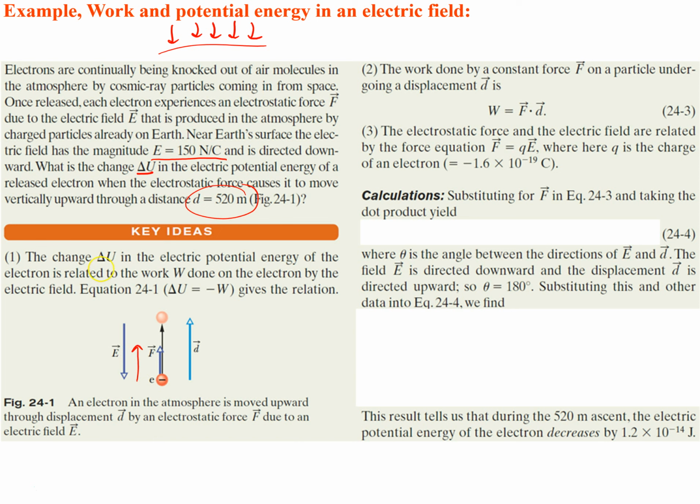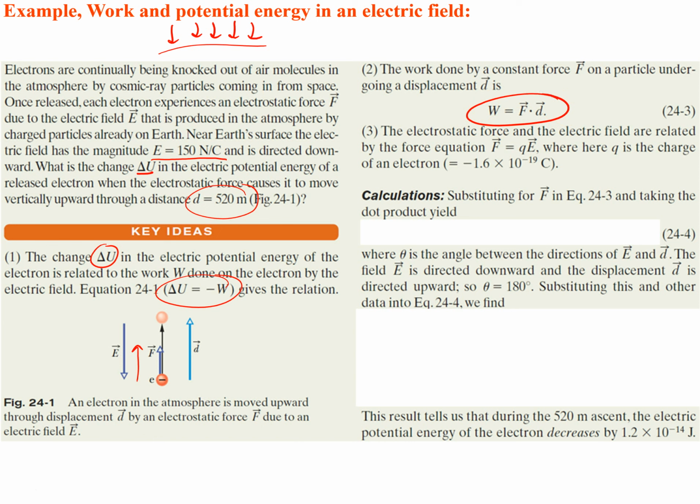Okay, so the change in potential energy, delta U, in the electric potential energy of the electron is related to the work done on the electron by the electric field. All right, so this is the equation that we had, and that gives us the relationship. So the work done by a constant force F on a particle undergoing a displacement d is given by a work equation.